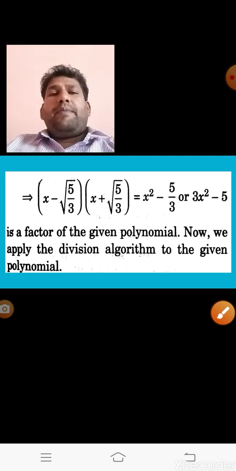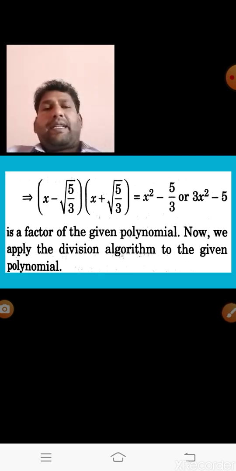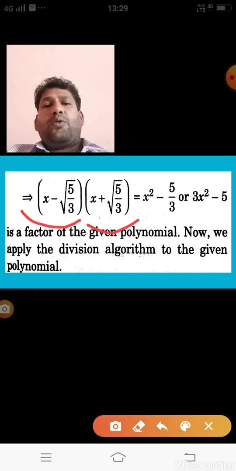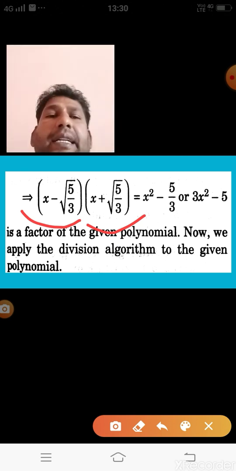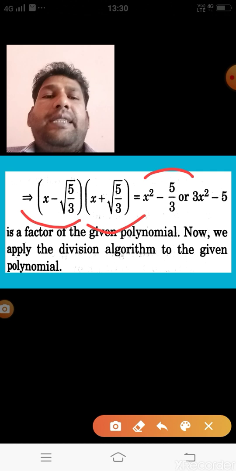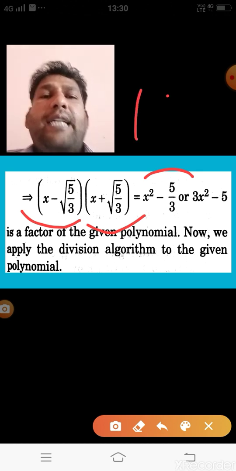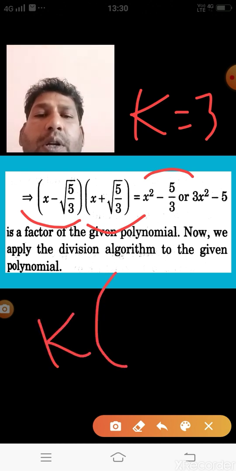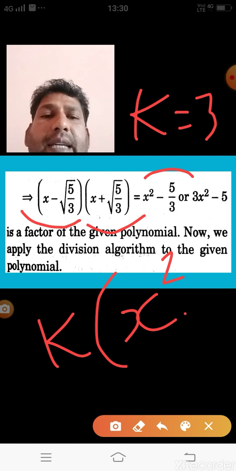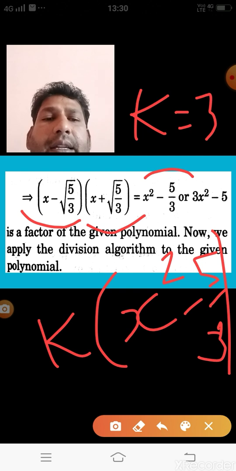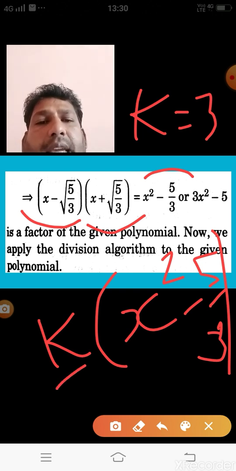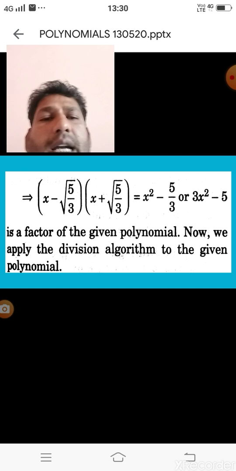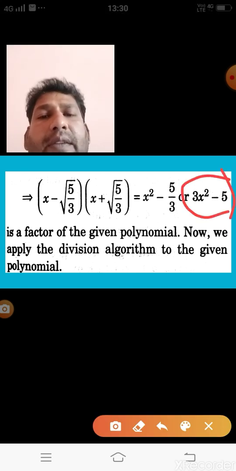And if you make the factors, taking x minus alpha into x minus beta and multiplying, we get x square minus 5 by 3. And if you take the value of k as 3, the quadratic polynomial is k into x square minus 5 by 3. Taking the LCM and the value of k as 3, we get the required divisor as 3x square minus 5.